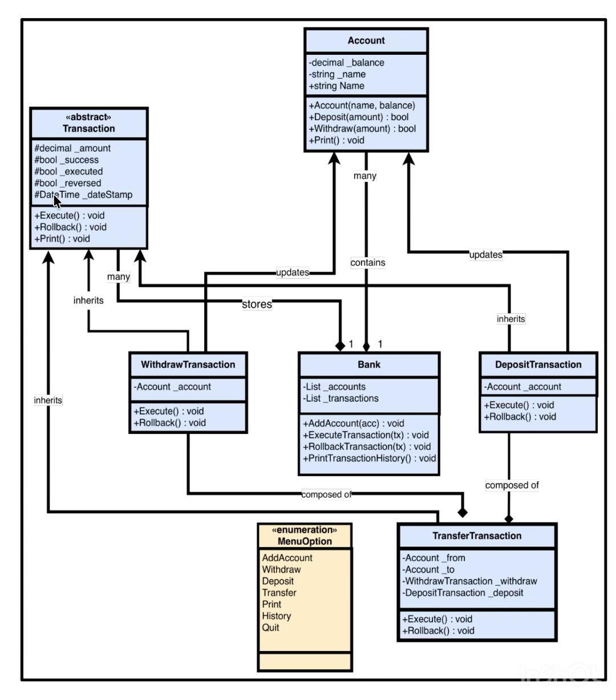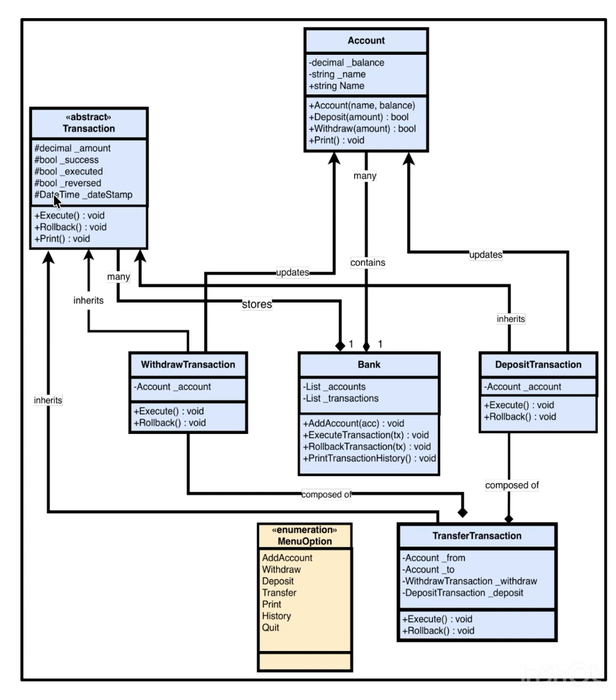Now let's look at the relationships. The inheritance arrows, those hollow triangle arrowheads, show that Deposit Transaction, Withdraw Transaction and Transfer Transaction all inherit from Transaction. This is a classic is-a relationship. A Deposit Transaction is a Transaction. The association lines between the transaction classes and the Account show that each transaction uses an Account object to perform its operation. The composition diamond on Bank shows that the Bank is composed of accounts and transactions. It owns and manages them. That's a has-a relationship.